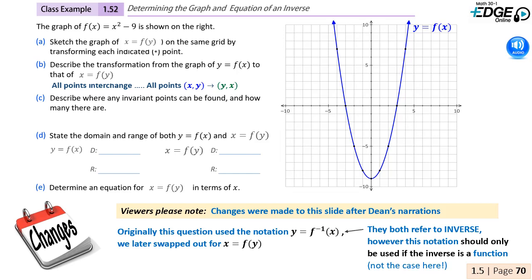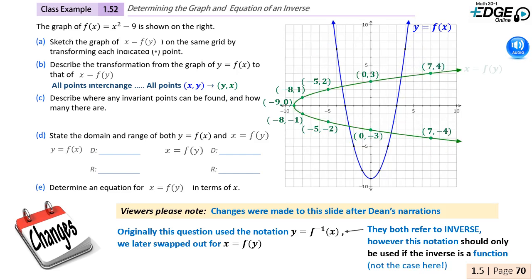We know that the effect of an inverse is to map all points (x, y) to (y, x). We see here that the inverse of our upright parabola is a sideways parabola. Notice that this graph will have invariant points, but none of them were the points that we plotted here.